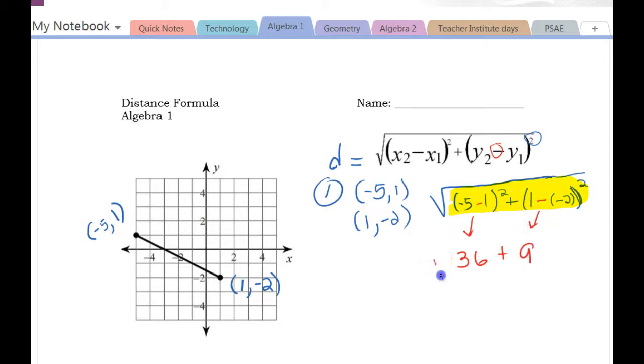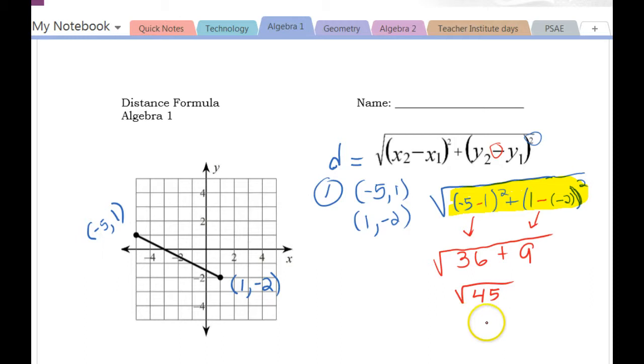Okay. Now I'm going to go ahead and write down my square root. All right, and then it's going to give me 45. On the calculator, don't do this on the calculator. You're going to have to do this by hand, because if you add 36 plus 9, it's going to give you 45.